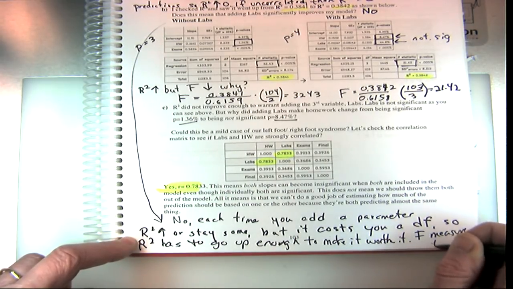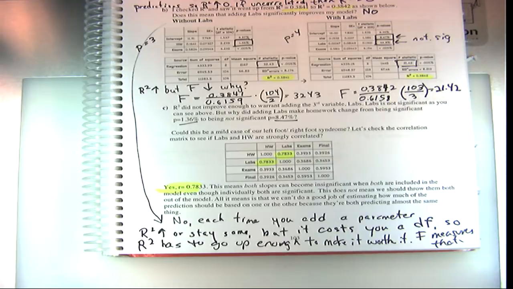So F measures that, like when you look at the p-value for F. There's other ways you can look. There's something called an adjusted R-squared too, but right now let's just focus on, I don't want to overburden you with too much. All right, so that's pretty much the idea in a nutshell.